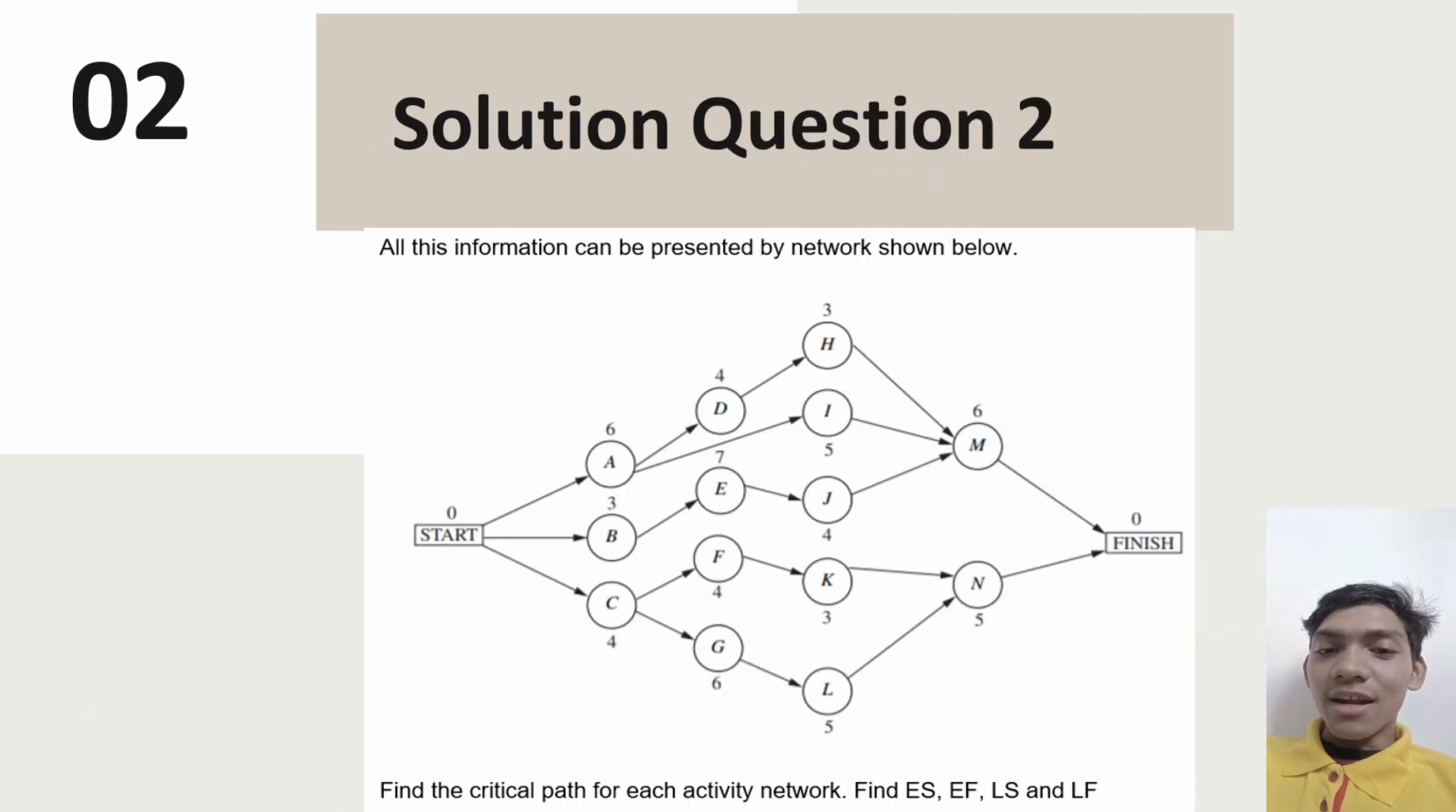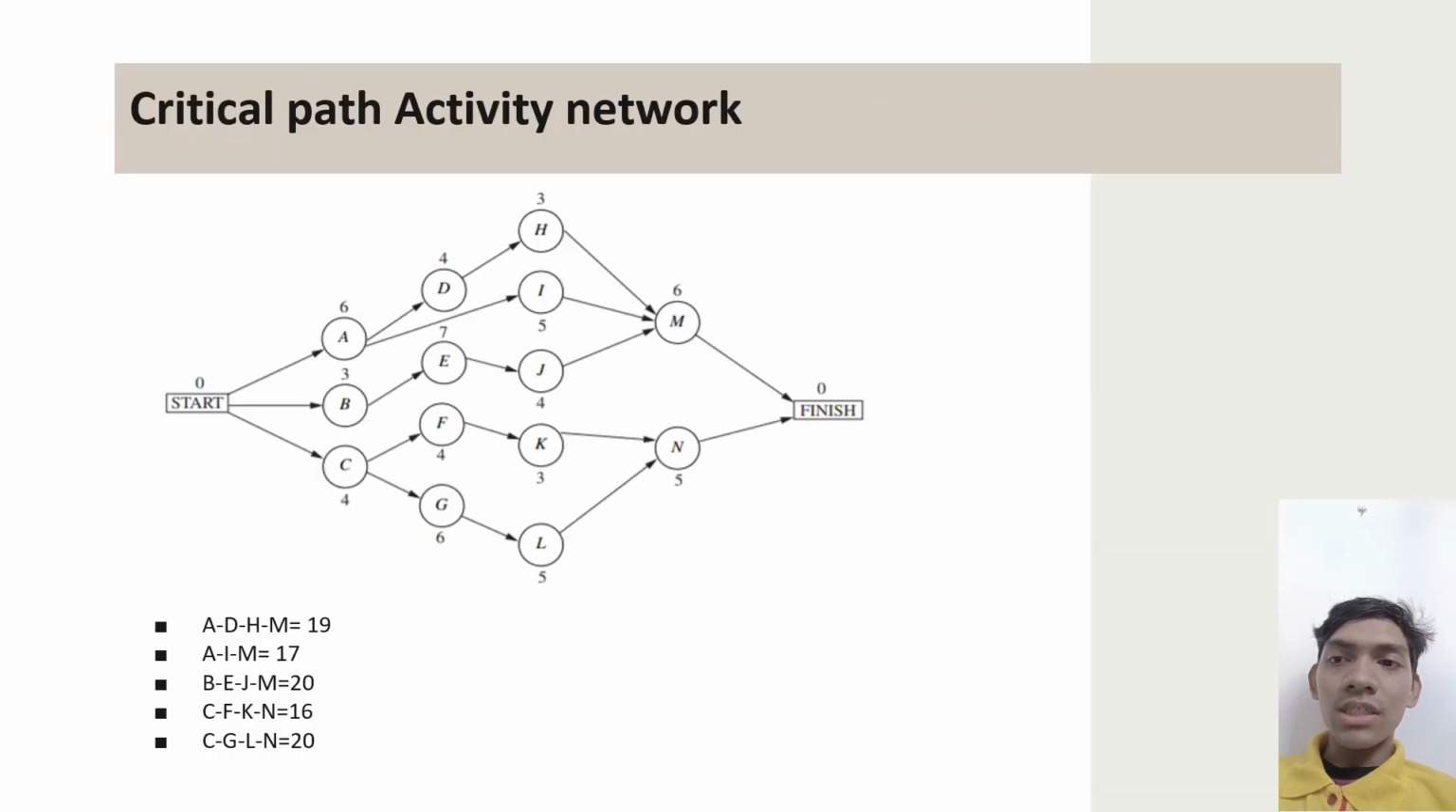Hello, my name is Lukman Hakim Berzukonai, and now let's move to the solution for question 2, which is to find a critical path for each activity network. So the first thing we need to do is find the critical path of each activity network. The first one is ADHM, which is 19, AIM, which is 17, BEJM is 20, CFKN is 16, and CGLN is 20, which shows that we have two critical paths, which is 20.